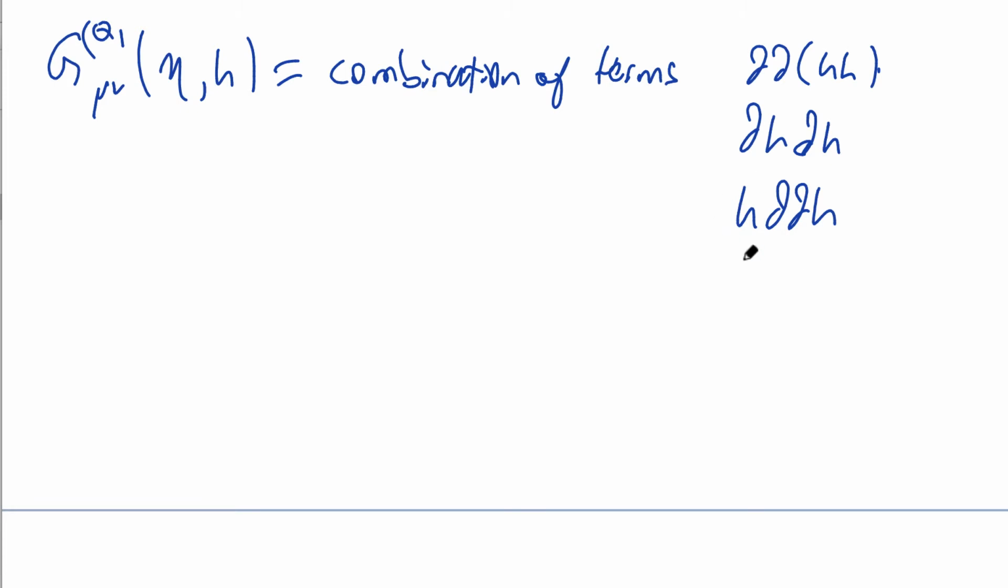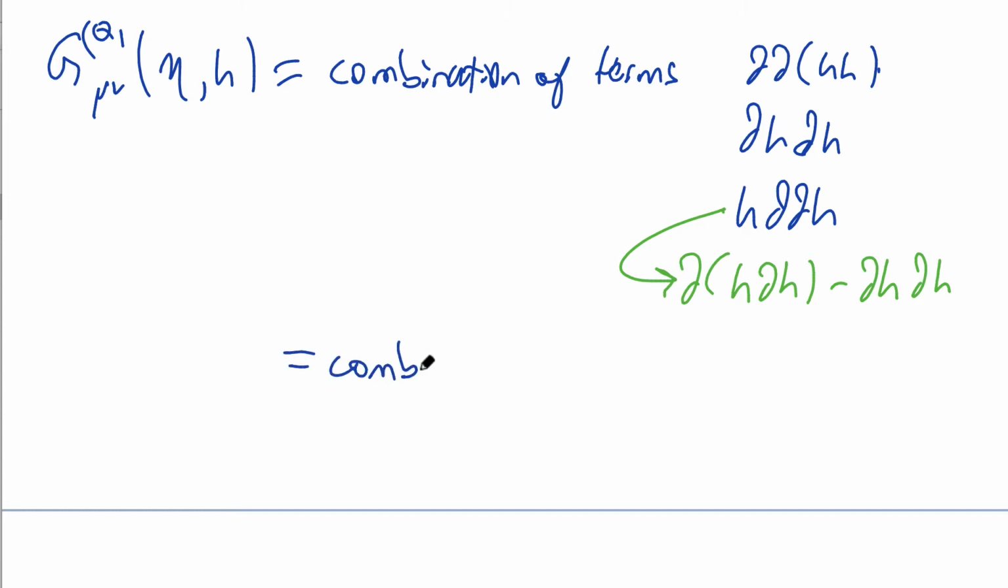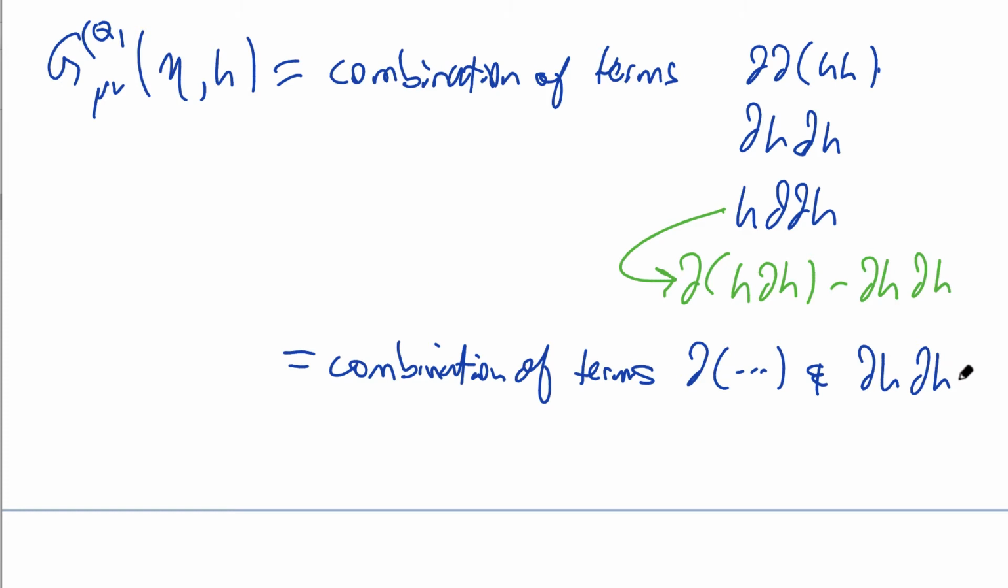Now these terms can always be rewritten using integration by parts in the form partial of h partial h minus partial h partial h. So you can see that G^Q can be expressed as a combination of terms, some of which are total derivatives, and the other terms are of the form partial h partial h. Now when we average G^Q, all of these total derivative terms vanish.